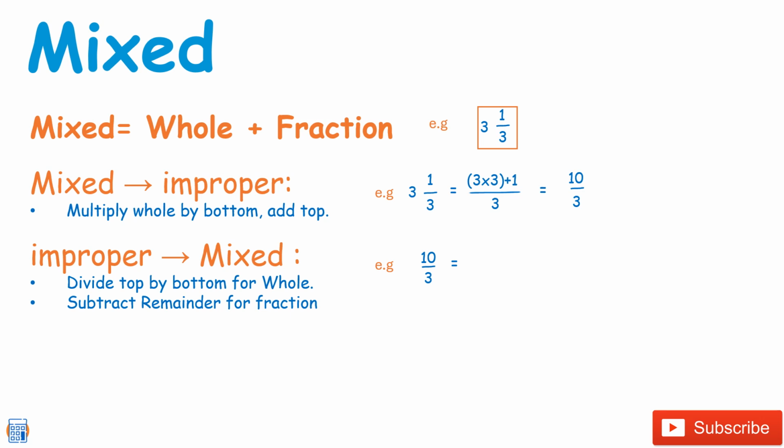So if we follow the steps, divide the top by bottom for the whole, so 10 divided by 3, 3, 6, 9, which is 3 steps, so it goes into it 3 times. You can then put that 3 up here as the whole, and then if we read this bottom one, subtract remainder for fraction, we can then take the 9, take it away from the original 10, and it leaves you with 1/3.